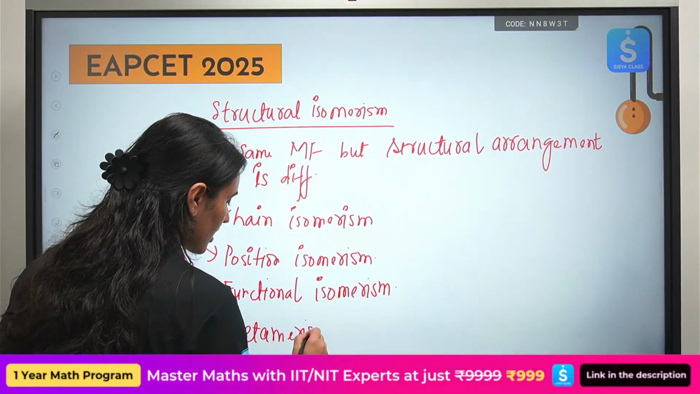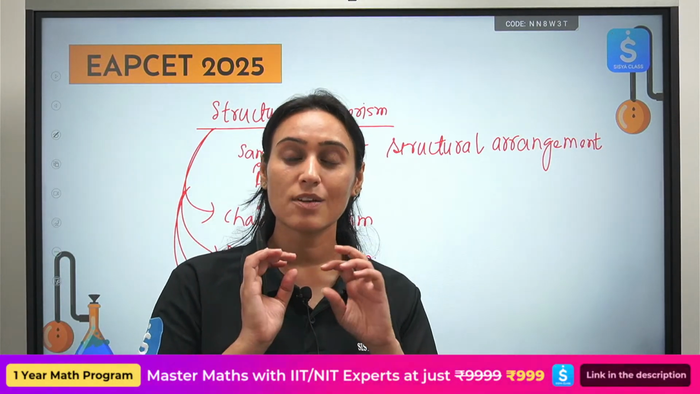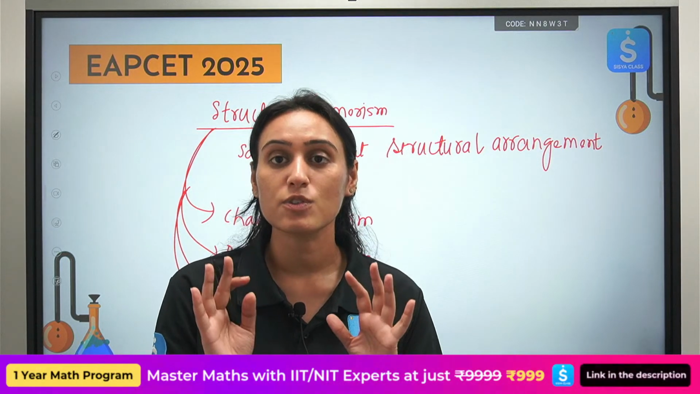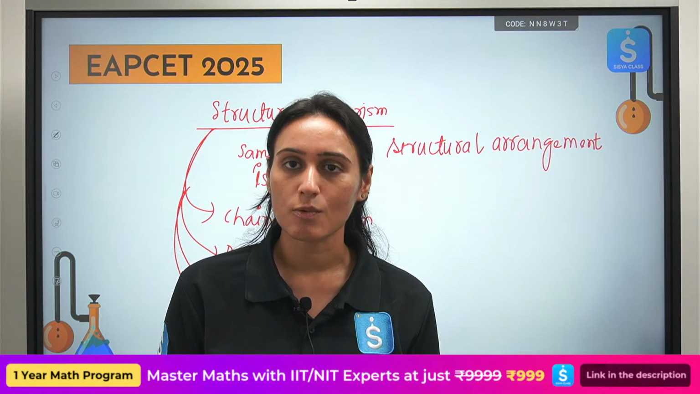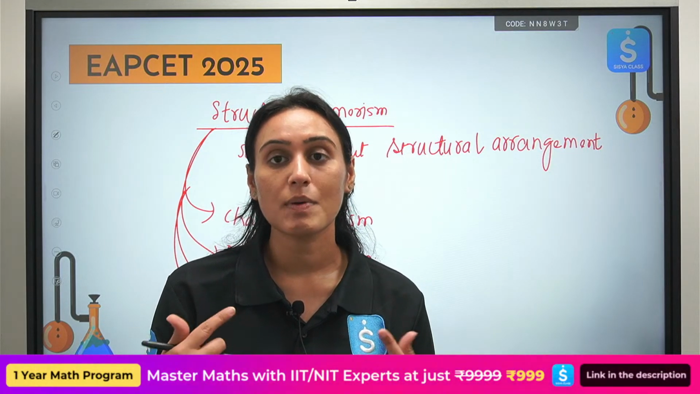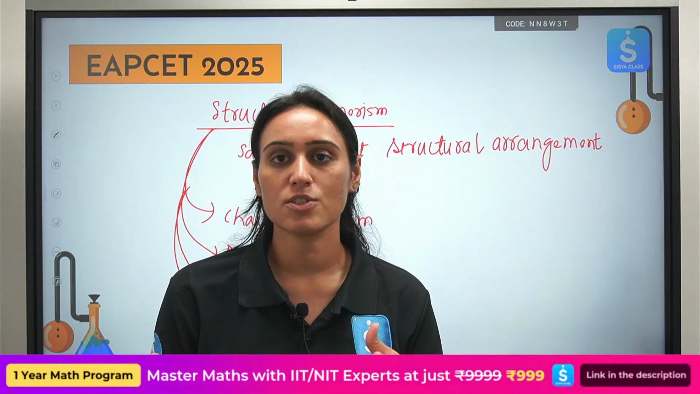metamerism, which we are talking about. So what do we understand by metamerism? There are only certain functional groups which are going to show this kind of isomerism. So if you know about such functional groups, you can easily answer that question. What type of functional groups will show metamerism? All bivalent functional groups will show metamerism.